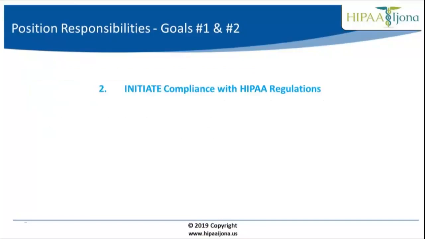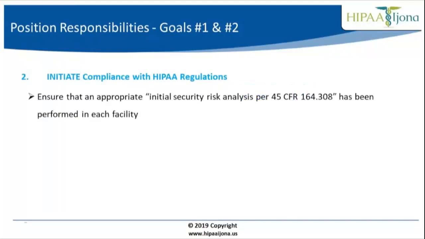Now, once you've gotten started, you've got your sources, you know how to track them, you know what to do there. You've got to get started, and that means you've got to initiate compliance with HIPAA regulations. There's a clear definition of what the starting point is, and it's in the Federal Register, 45 CFR 164.308. That's where you find out what an initial security risk analysis is and how it needs to be performed.